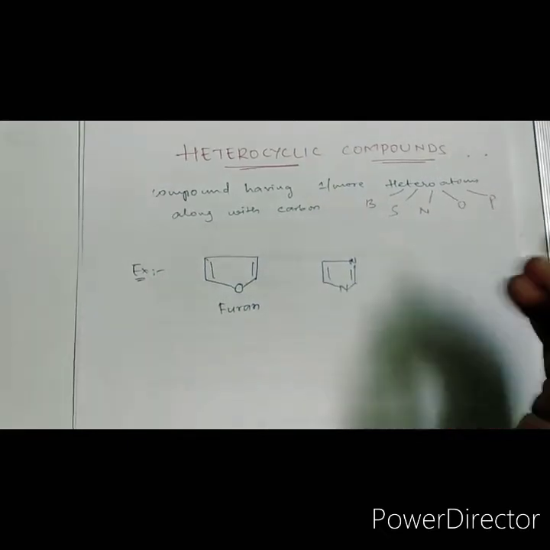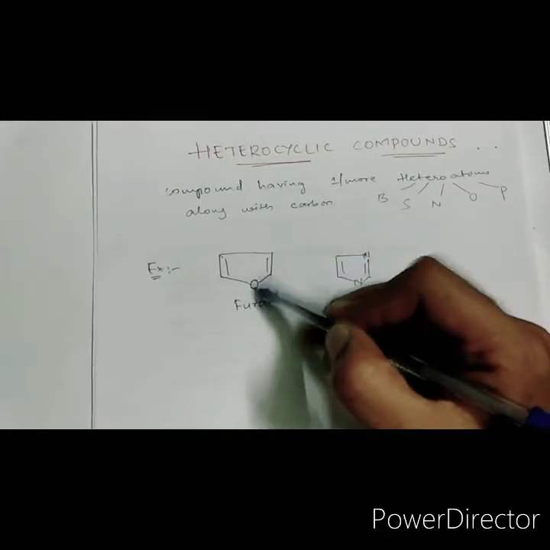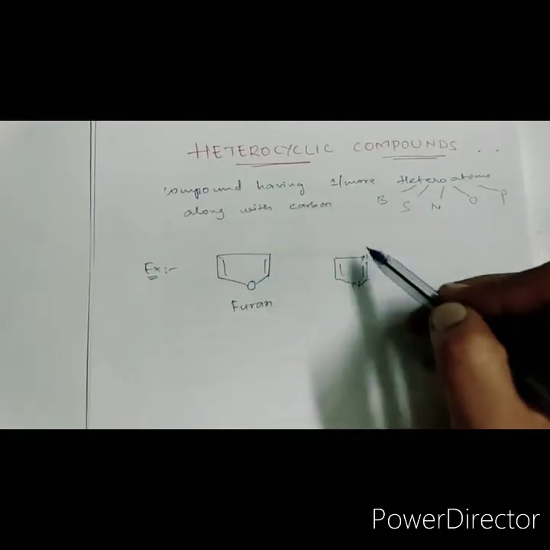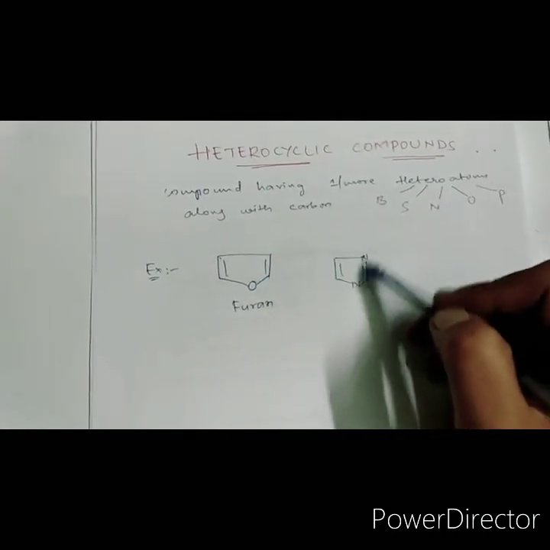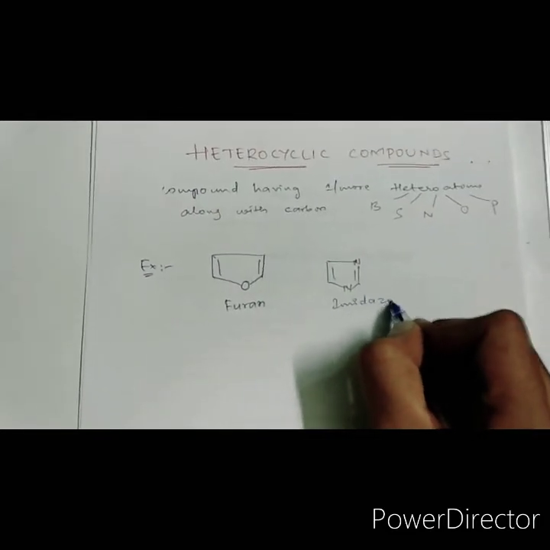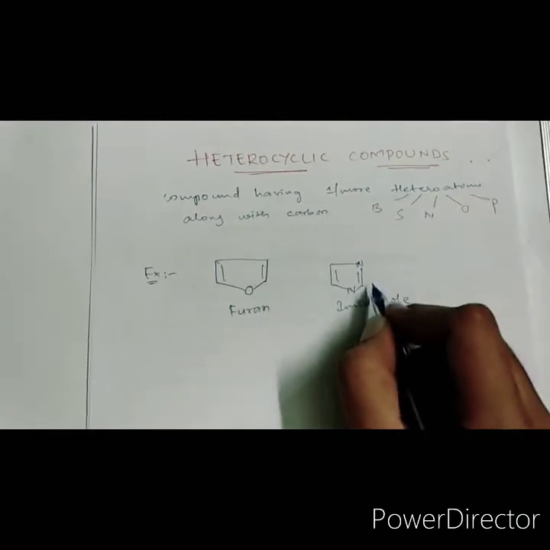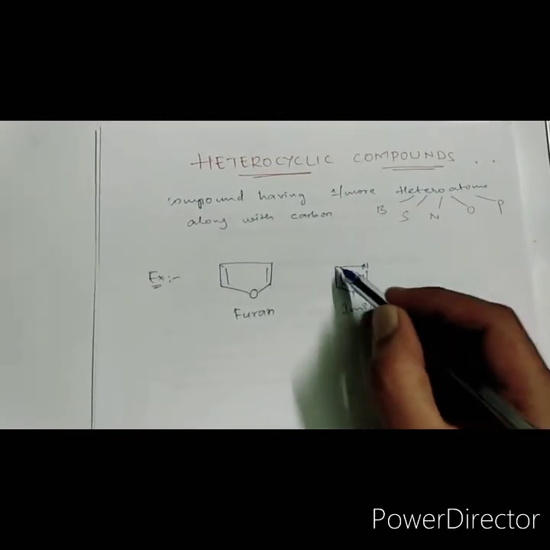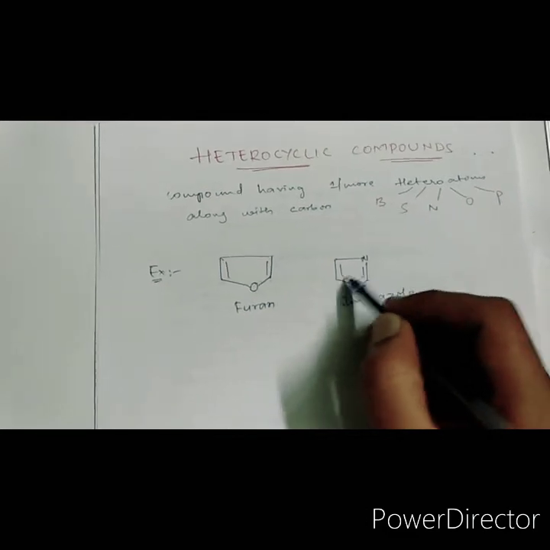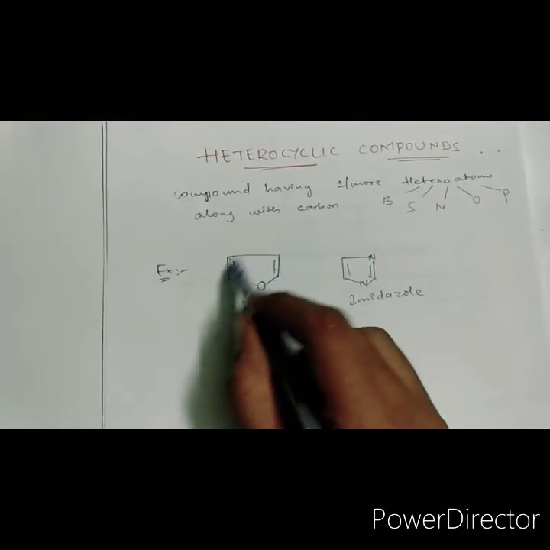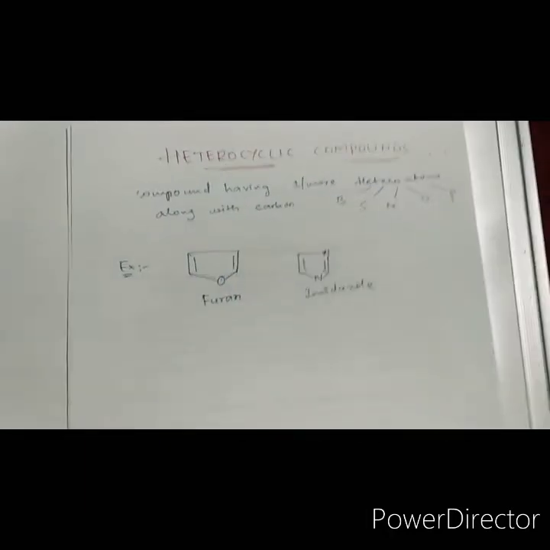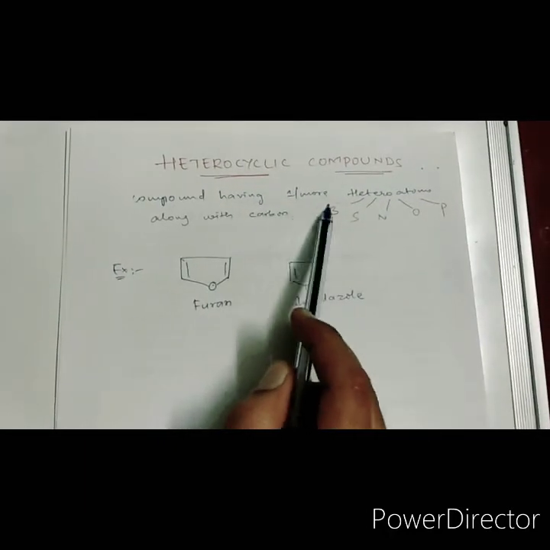Similarly, this is also a heterocyclic compound, with either one heteroatom or more than one. Here you can see in this there is only one heteroatom, but in this example there are two heteroatoms, and this is known as imidazole. So this moiety is known as imidazole because two nitrogen atoms along with carbon are present in a 5-membered unsaturated ring. Here also 5-membered unsaturated, but only one heteroatom is present. So this is regarding heterocyclic compounds.